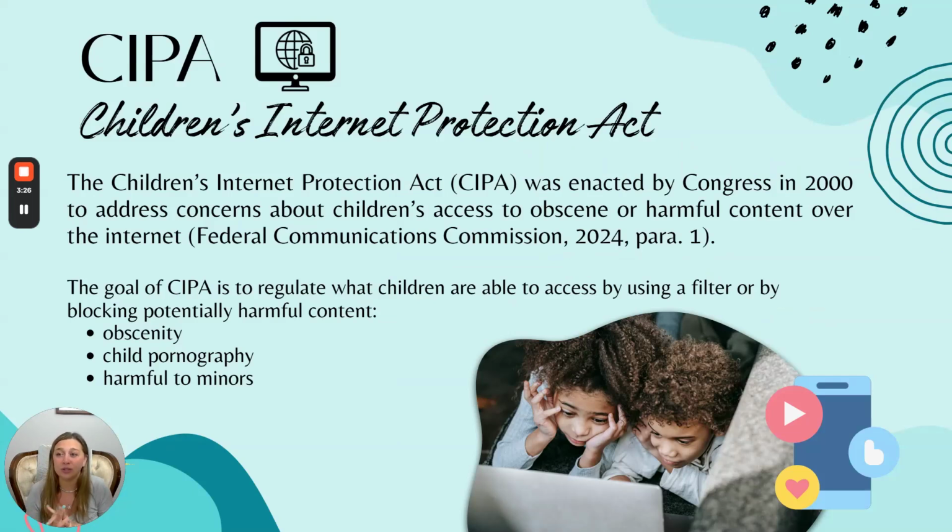So in the school system, we have a law called CIPA, which stands for Children's Internet Protection Act. The Children's Internet Protection Act was enacted by Congress in 2000 to address concerns about children's access to obscene or harmful content over the internet. And that came from the Federal Communications Commission from 2024. The goal of CIPA is to regulate what children are able to access by using a filter or by blocking potentially harmful content. And those types of content would be obscenity, child pornography, and anything that would be deemed harmful to minors.